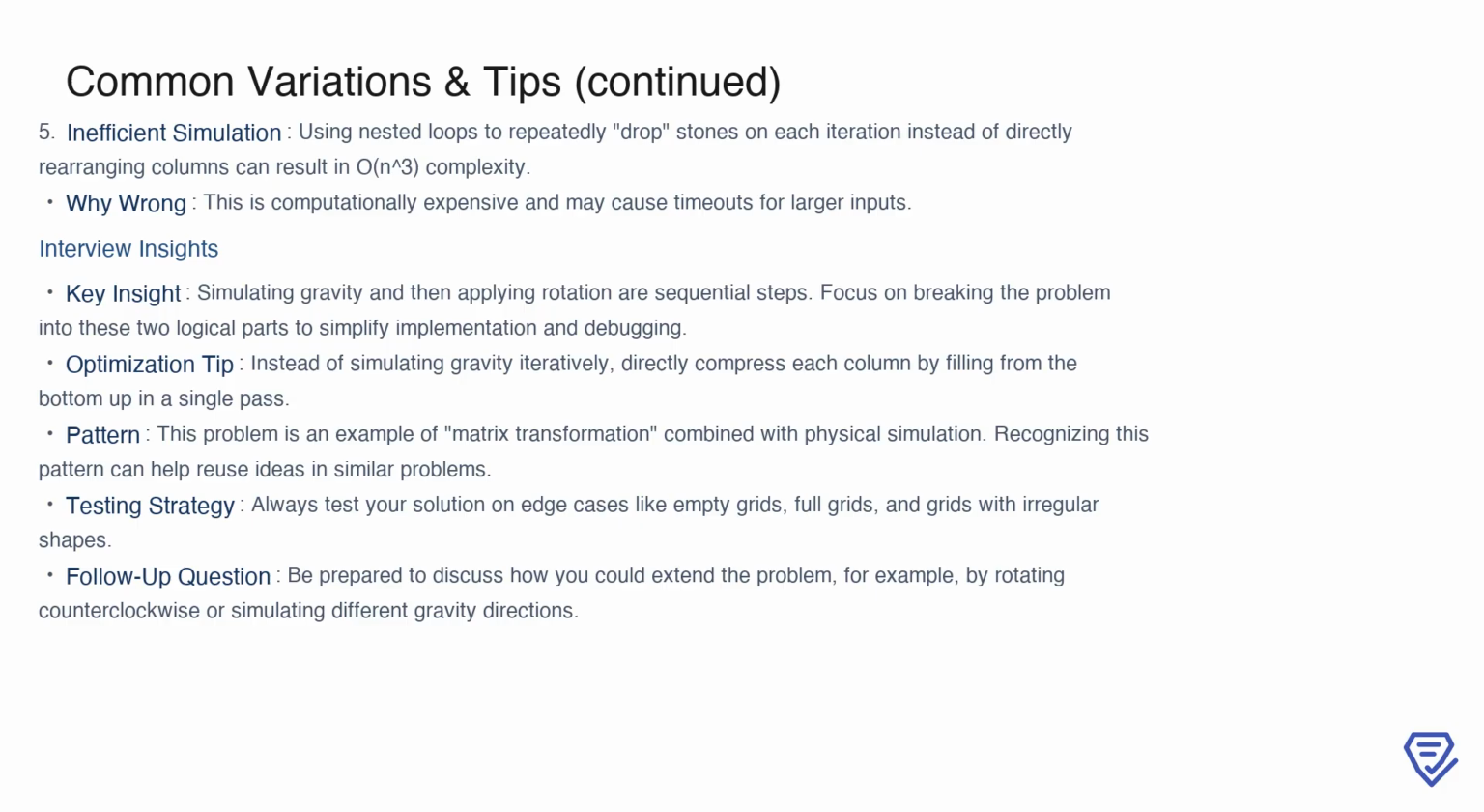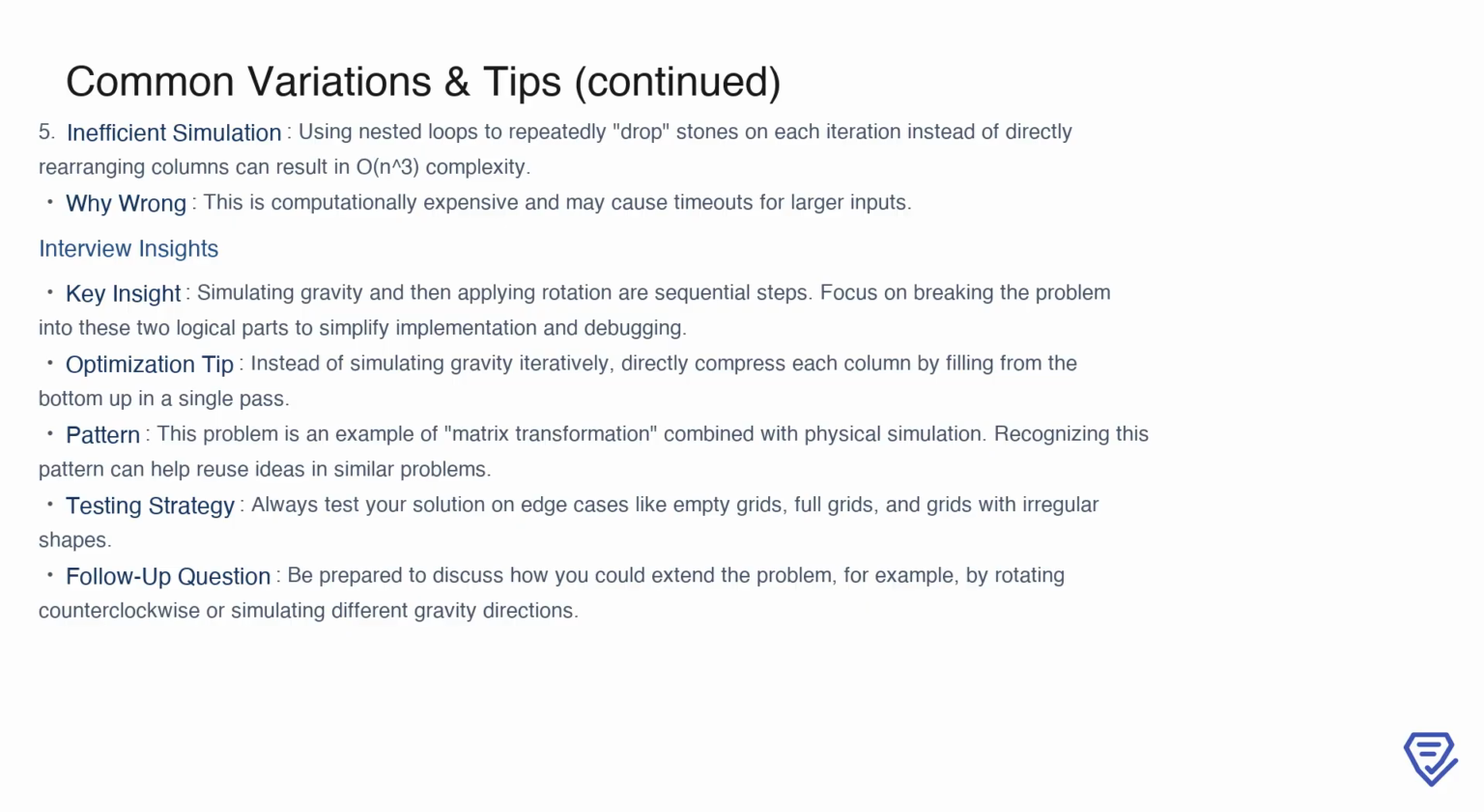Another potential pitfall is inefficient simulation. If you use nested loops to repeatedly drop stones one step at a time, this could result in an n-cubed time complexity, which is highly inefficient for larger inputs. Instead, you should directly compress each column in a single pass, filling it from the bottom up. This saves time and improves performance.